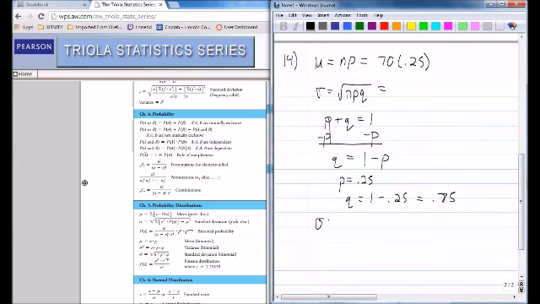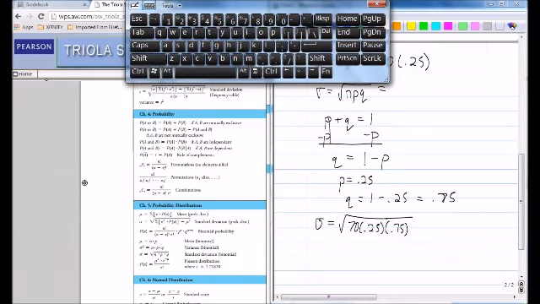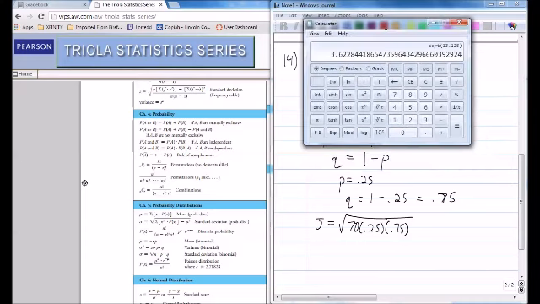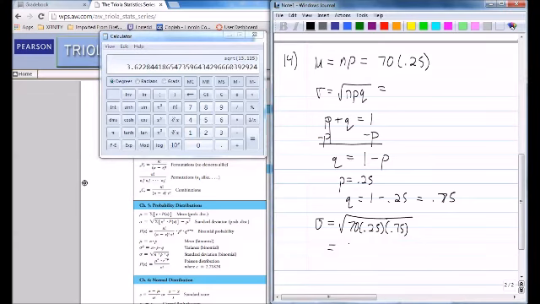Alright, now let's plug that into the formula. Sigma, the standard deviation, is equal to the square root of n, which was 70, times p, which was 0.25, times q, which was 0.75. If you are using the Windows calculator, the easiest way is to multiply the stuff underneath first: 70 times 0.25 times 0.75, get that answer, and then take the square root. We got 3.622844, and so on. I'll write that down.